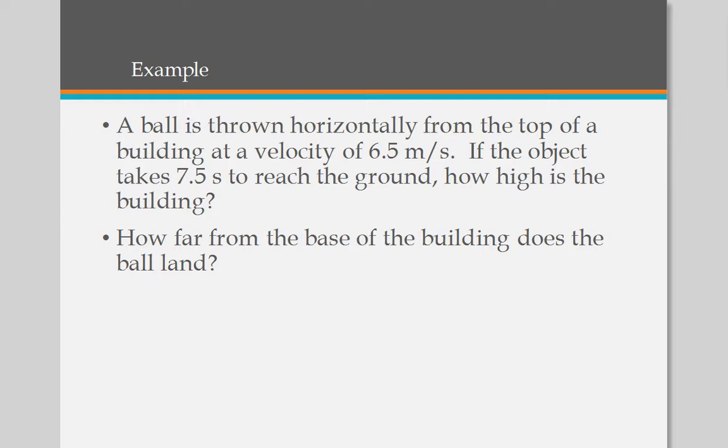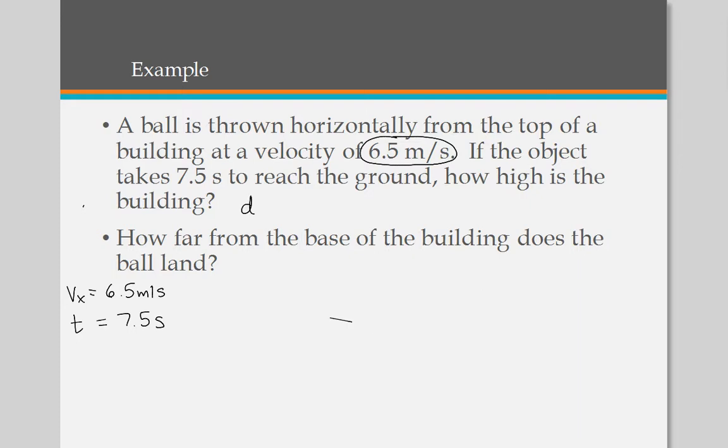This looks like it's in the wrong section. Oh no, never mind. A ball is thrown horizontally. I thought I read it wrong. A ball is thrown horizontally from the top of a building at a velocity of 6.5 meters per second. So right away, identify what's this 6.5? Vx or Vy? Vx, good. Vx, 6.5. Oh, look at this. They gave us the time. That's nice. 7.5 seconds.